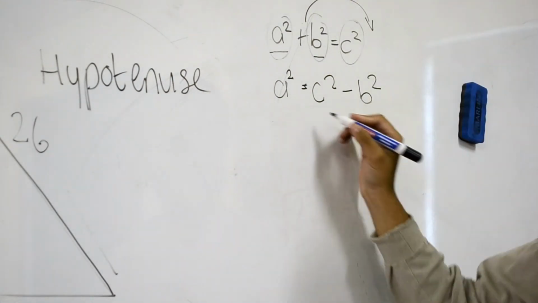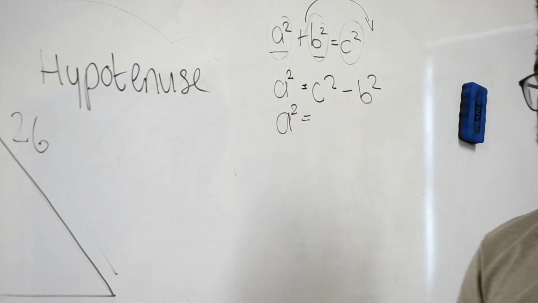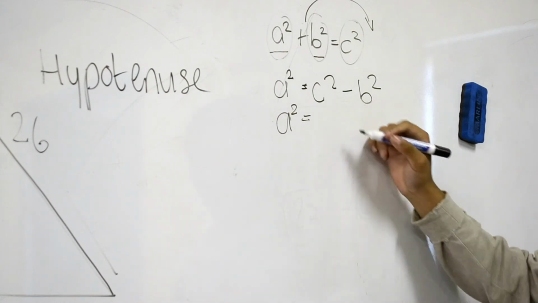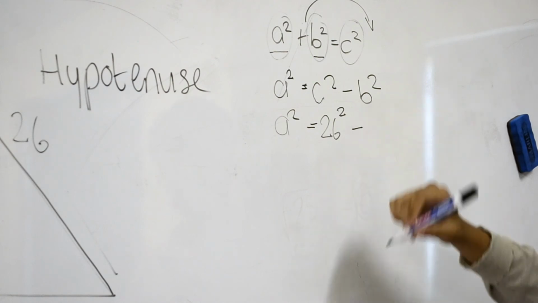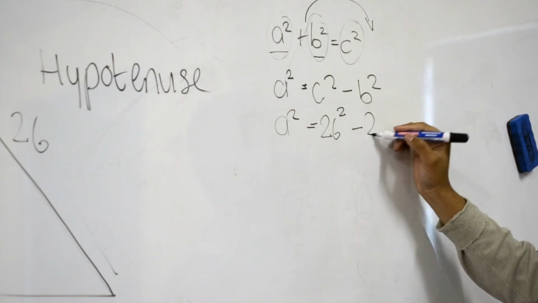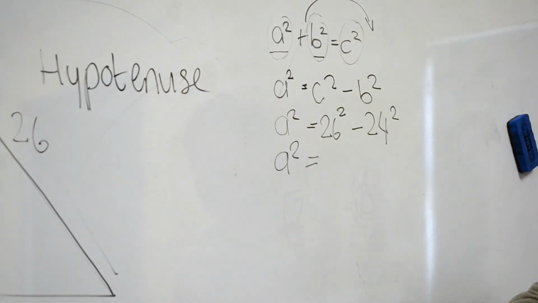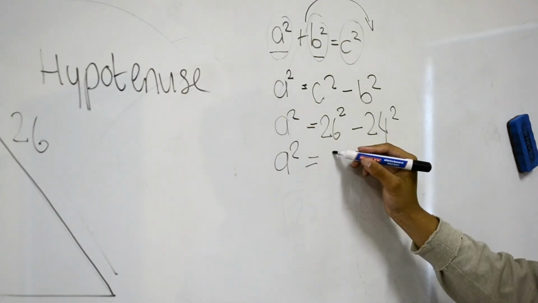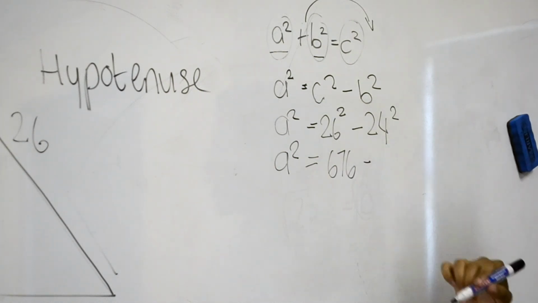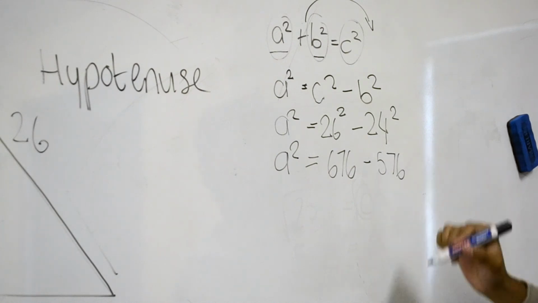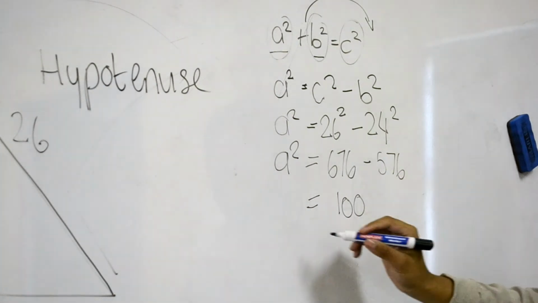Okay, and now I'll just sub in. My a squared stays a squared because that's the thing I'm trying to find out. My hypotenuse is 26, so this becomes 26 squared, and my b is 24, so that becomes minus 24 squared. My 26 squared comes to 676, and 24 squared is 576. If we subtract those two from each other, we are left with 100.